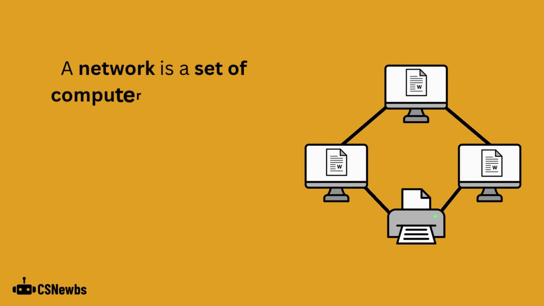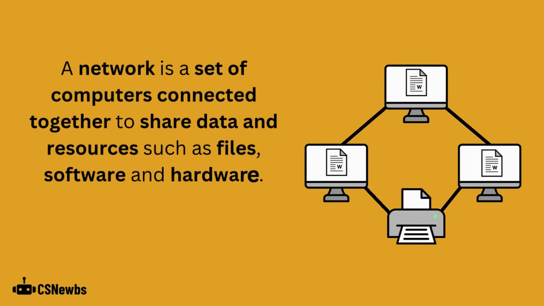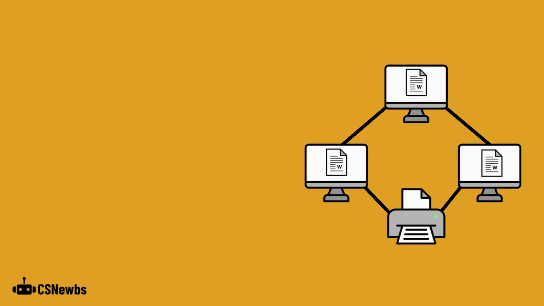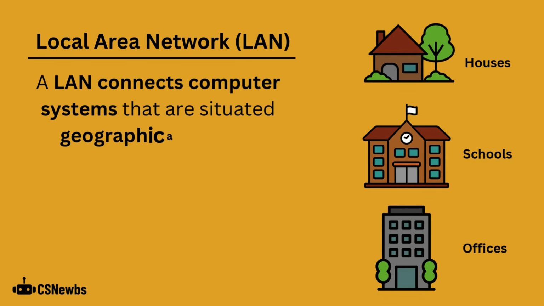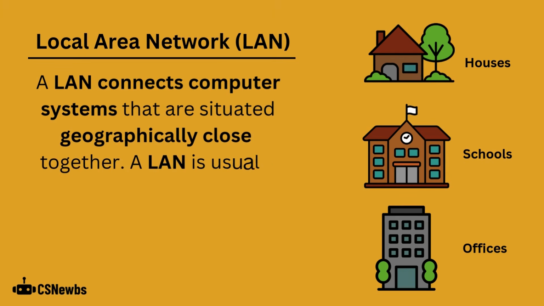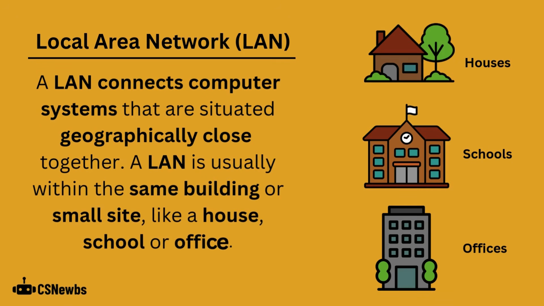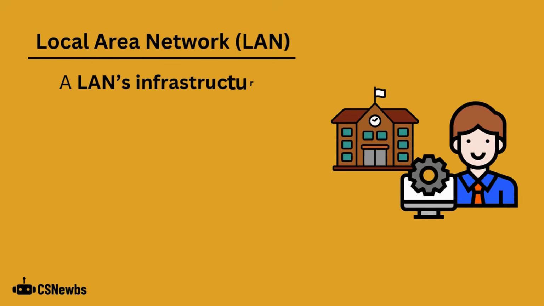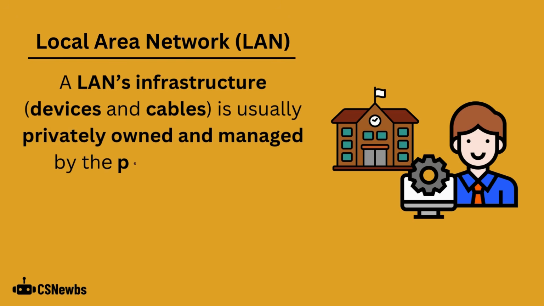A network is a set of computers connected together to share data and resources, such as files, software, and hardware. This connection can be wired or wireless. A local area network connects computer systems that are situated geographically close together. A local area network is usually within the same building or small site, such as a house, school, or office. The infrastructure of a local area network is usually privately owned and managed by the people using the network.